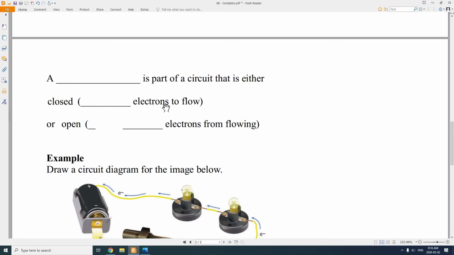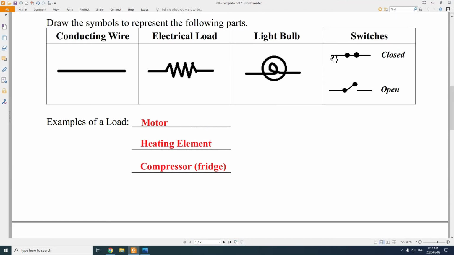And this is just a quick note about the switches that we talked about earlier. So a switch is part of a circuit that is either closed, meaning the electrons are allowed to flow. If you complete the circuit, if you close the switch down, the electrons can go through it. Or if it's open, then it stops the electrons from flowing. There is no path. And just going back here, closed, the electrons are allowed to move through there. Open, the electrons can't. They're stopped. Your light turns off.